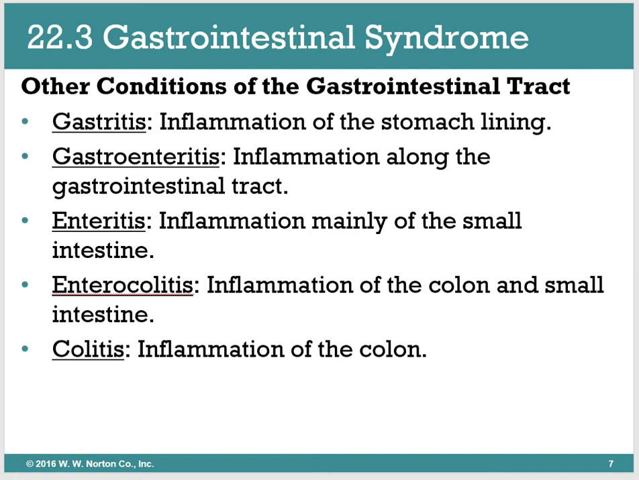So there's gastritis. So this is where there's inflammation within your stomach. Then there's gastroenteritis. This is where you have inflammation along your gastrointestinal tract, so along the entire system. And then you have enteritis. This is where you have inflammation primarily within your small intestines. Then you have enterocolitis. This is where it's a region of your small intestines as well as your colon, and then you have colitis, which is solely your colon. So this is just some verbiage, so whenever we do mention some of it, you know what region we are talking about.